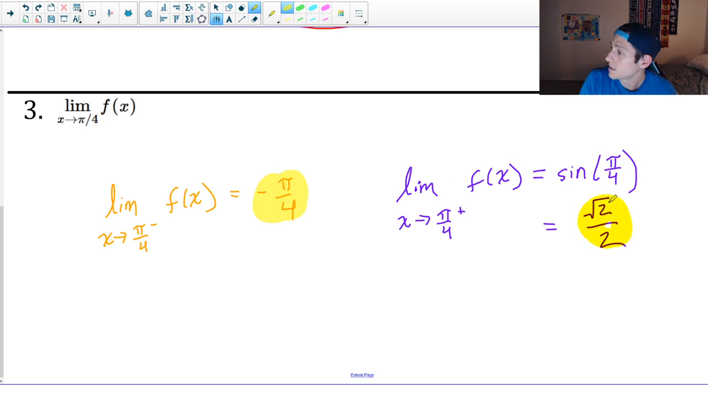Looking at the left-hand limit and the right-hand limit, we can definitely see that these are not the same value. So since they are not the same, that means this limit does not exist.